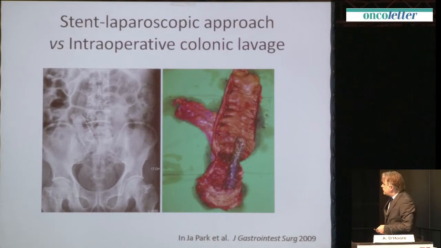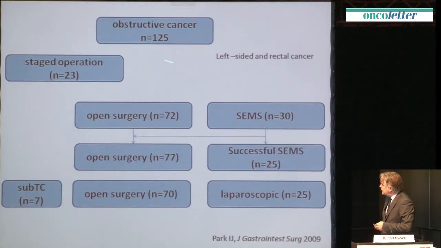And here you see one of a series, a Korean series, where they included sigmoid cancers and rectal cancers. They stented them, and then they compared the patients who had open immediate surgery with those who had, first of all, a stent and then a laparoscopic procedure. Those, again, are not randomized data, so there is certainly a bias. You see here quite a few patients had a staged operation. Again, what you see is that you cannot stent every patient. In 5 out of 30, it was unsuccessful, and they needed open surgery.